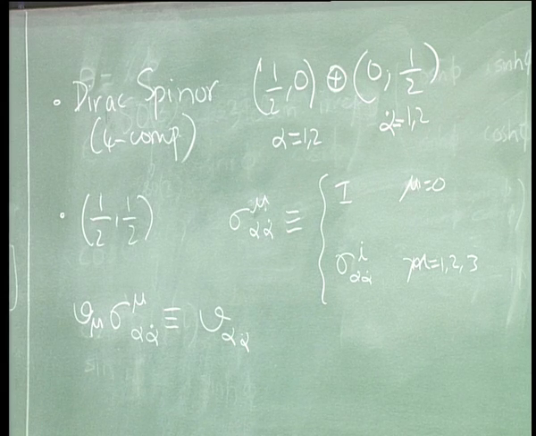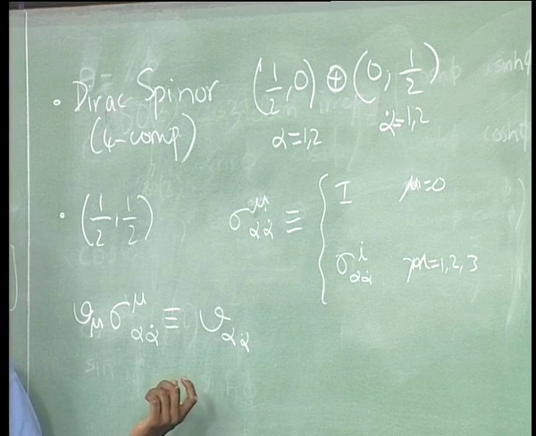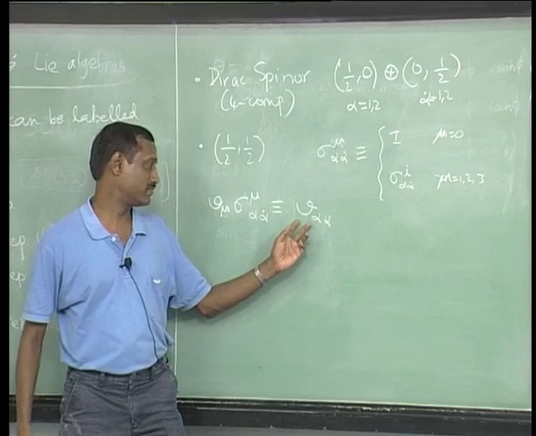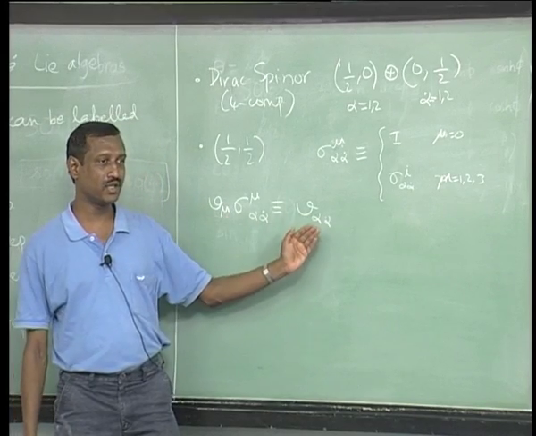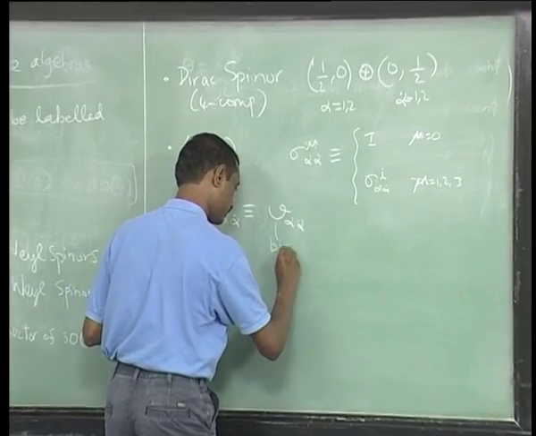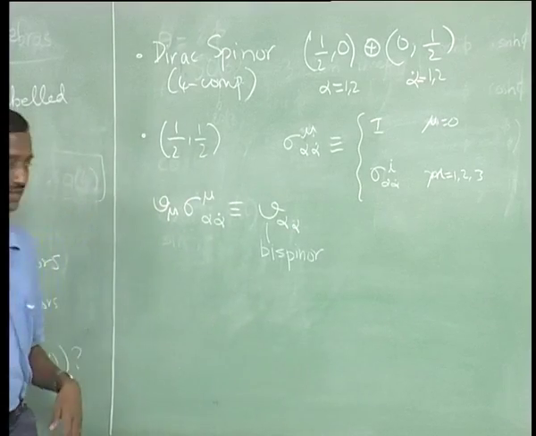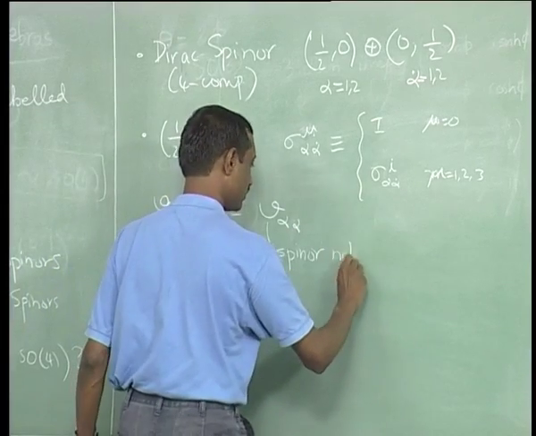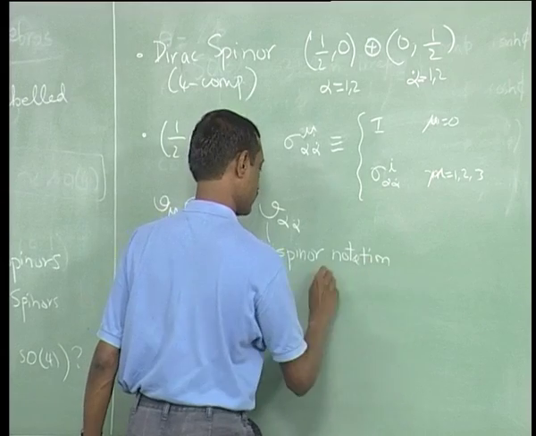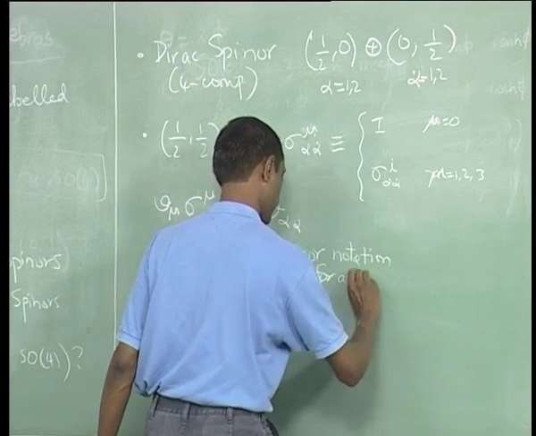So, this is related to something called quaternionic things. But from our viewpoint it is just something which translates. This is called the bi-spinor notation for a vector, because it has 2 spinor indices.